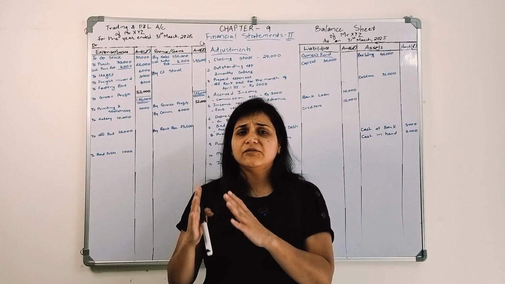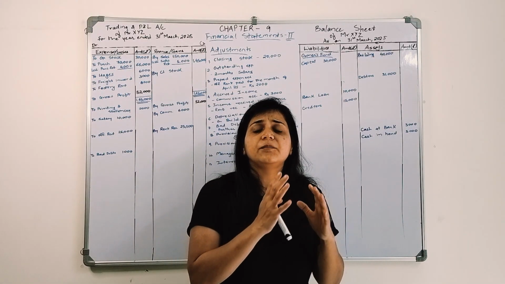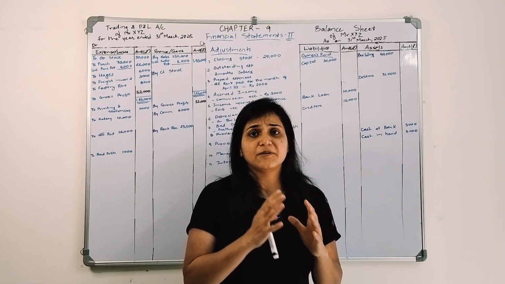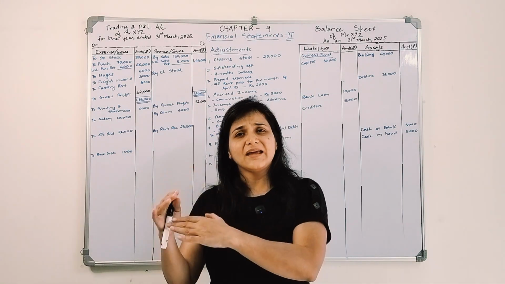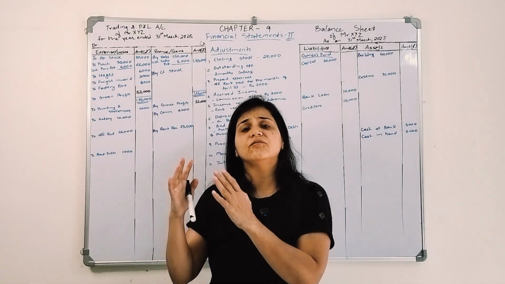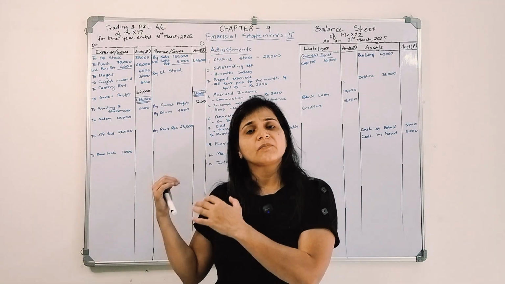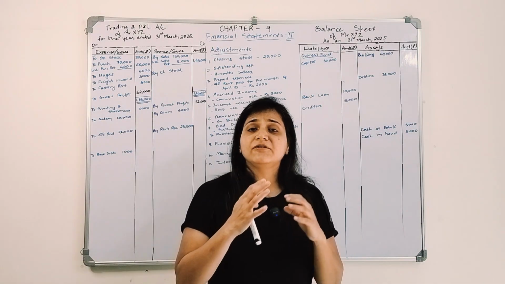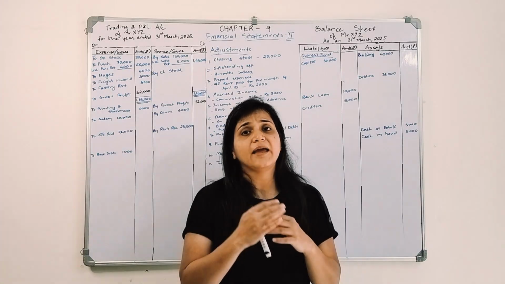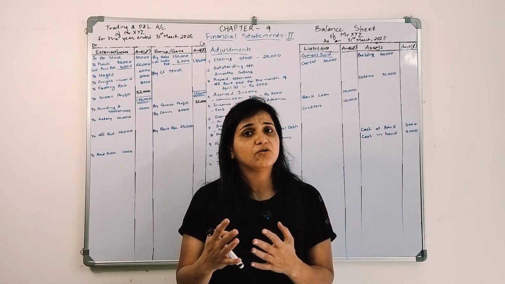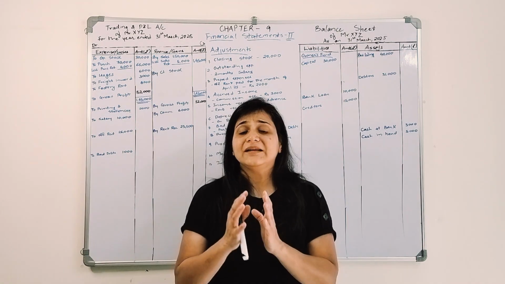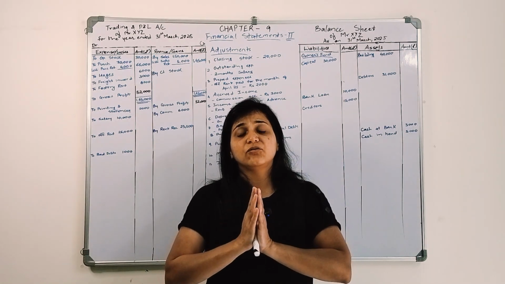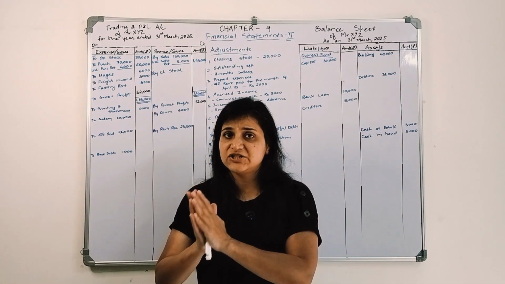In the previous chapter, we discussed how we place things like direct expenses and direct income in the trading account. Indirect expenses and indirect income, we place in the profit and loss account. And capital receipts and capital expenditure, we show in the balance sheet, right? But in this chapter we are going to discuss certain adjustments.